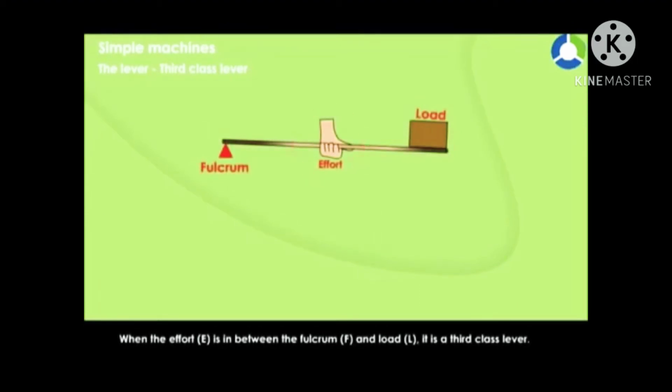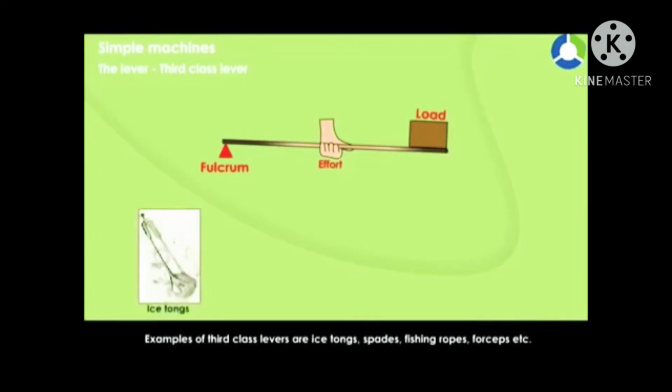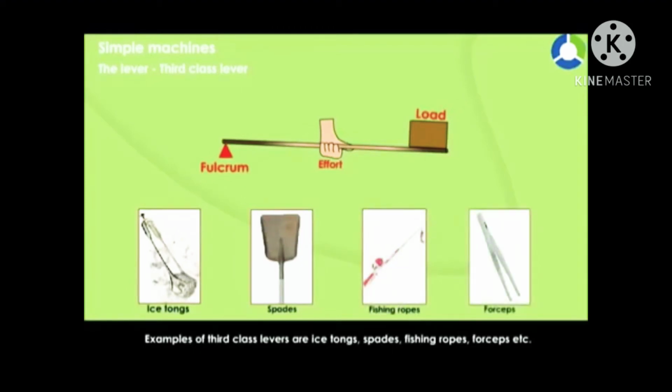Lever of the third order. When the effort E is in between the fulcrum F and the load L, it is a third class lever. Examples of third class levers are ice tongs, spades, fishing rods, and forceps, etc.